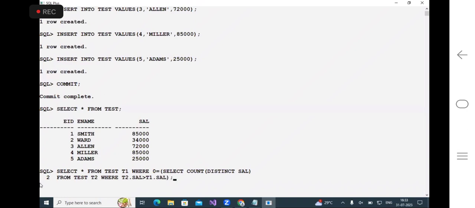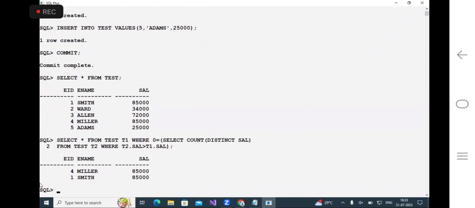Okay, as per the syntax, I'm just using it as usual. And the T2.salary is greater than T1.salary. So now I'm going to execute it. And you can see what you get here: Miller and Smith. These are the two people getting the first highest salary. But now how does it work? I will explain to you.